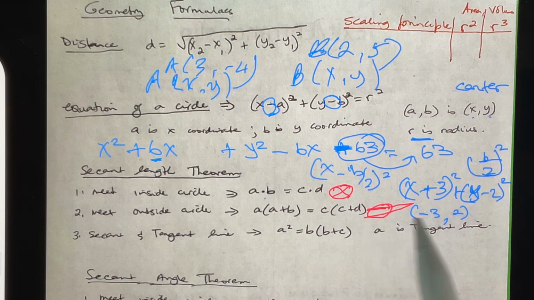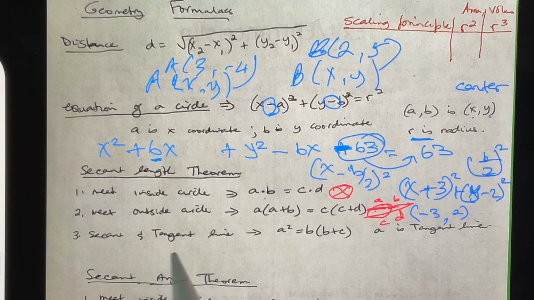Okay, and then meet outside the circle. All right, so you have A, B, C, and D. So this is where the formula is. That little piece that's outside the circle, you're going to add it to this piece that's inside the circle, but multiply that total by the piece that's inside the circle. Okay, so you have to be careful with that one in particular.